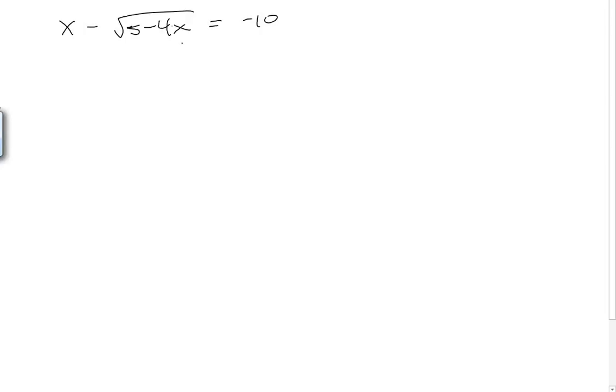The problem is that I want to solve for x. I have an x on the inside of the radical. I have an x on the outside of the radical. How am I going to get them together? Only if I can get rid of the radical.